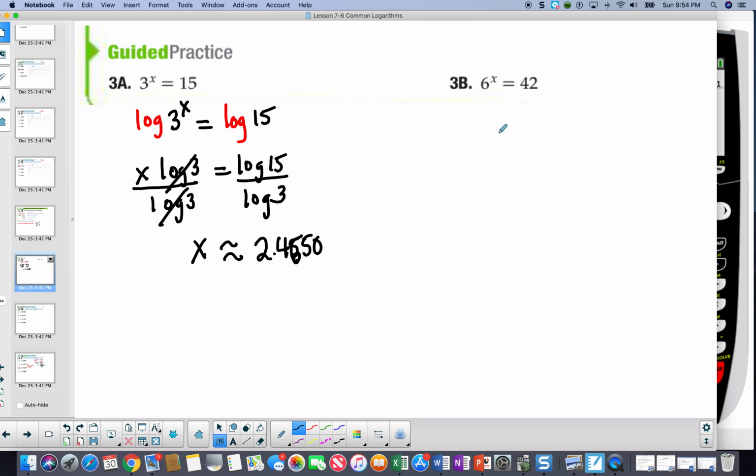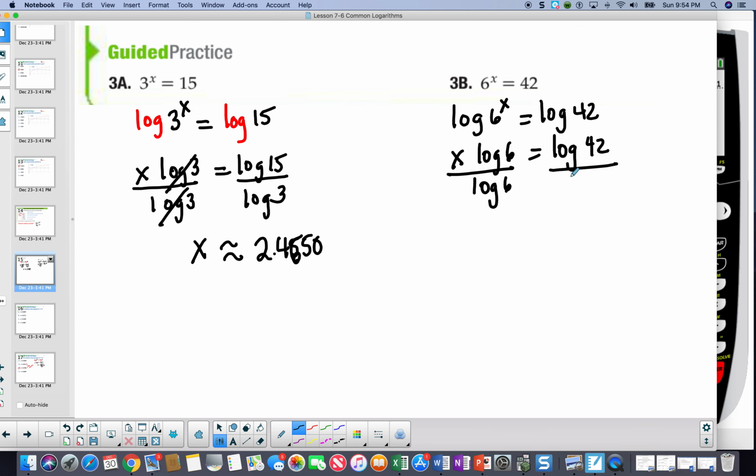Okay, in this case I'm going to do the same thing. I'm going to take the log, ordinary log on both sides, common log, and this is going to be 6 to the x and 42. I'm going to use one of my properties to bring the x down. And I want to get the x by itself, so I'm going to divide by the number that's being multiplied to it. And then I can go ahead and put it in my calculator and get a decimal.